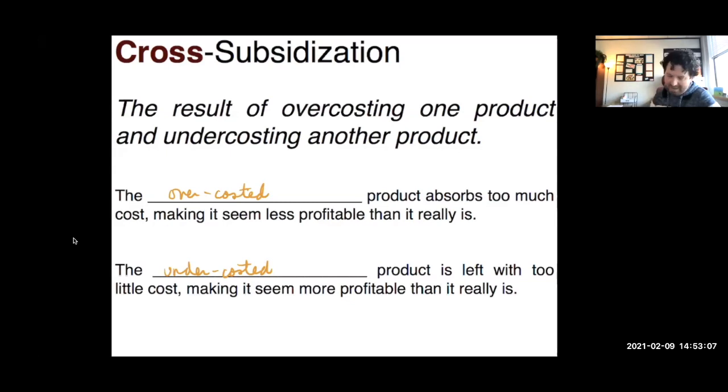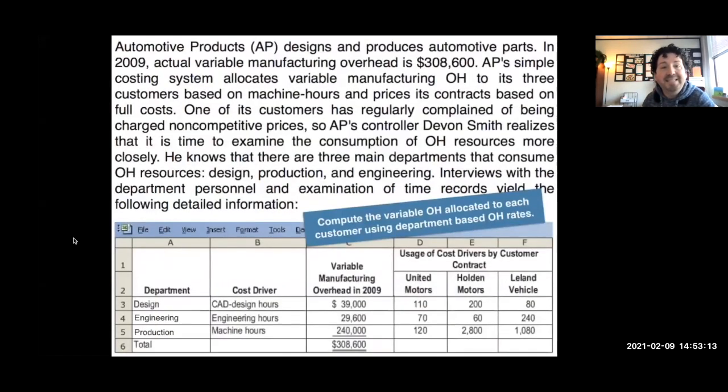All right, let's go to our last problem, which actually is the same problem you just did, except now, using the exact same information, we're going to allocate these costs to our three customers based on activity-based costing.